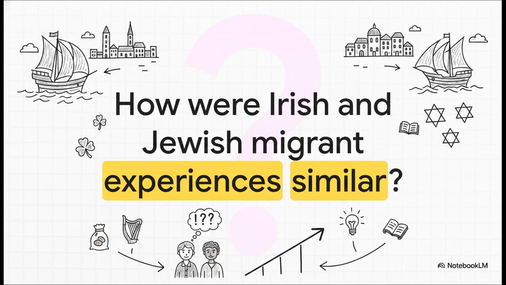So, what does this all mean for you? Well, I want to leave you with a challenge. Here is a perfect exam-style question directly from the source material. In what ways were the experiences of Irish migrants in Liverpool and Jewish migrants in London similar, and in what ways did they differ?